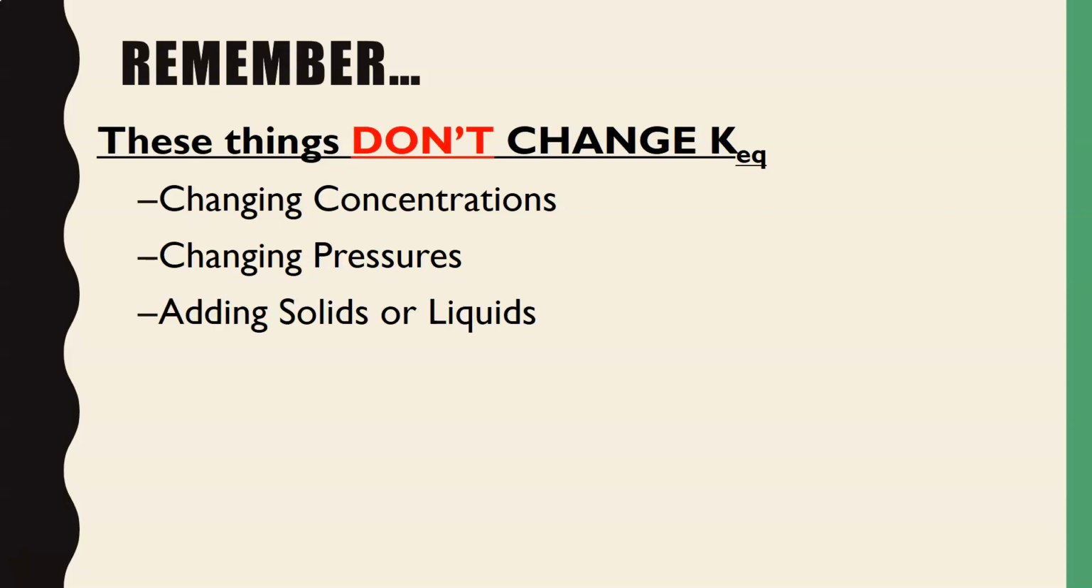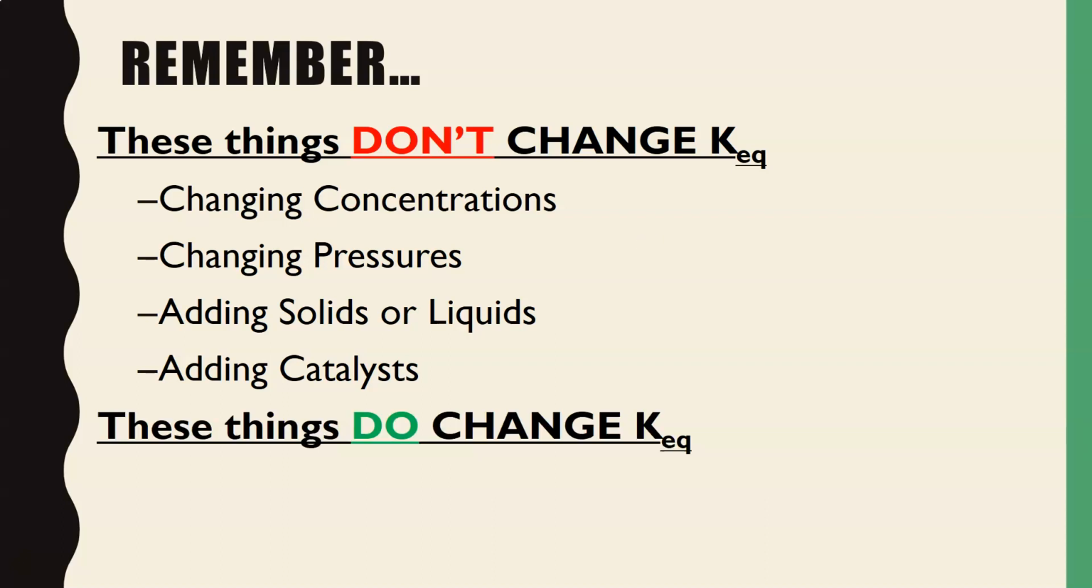Adding extra solids and liquids? Nope. Does not change your K value. Adding a catalyst? Nope. You will get to equilibrium faster. The reaction will go faster until you get to equilibrium, but it will not change the ratios of your chemicals once you're at equilibrium. The thing that does change the equilibrium constant is temperature.